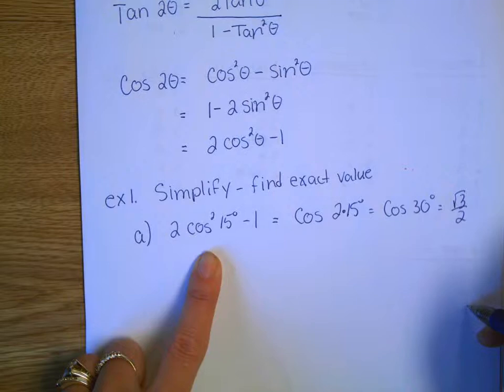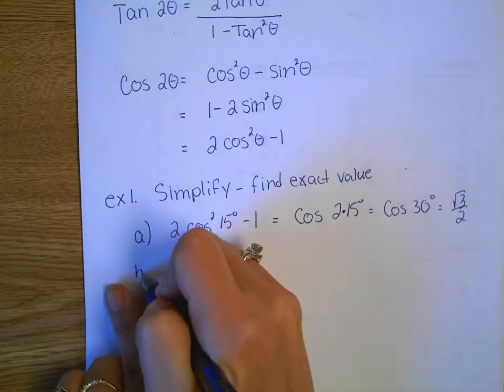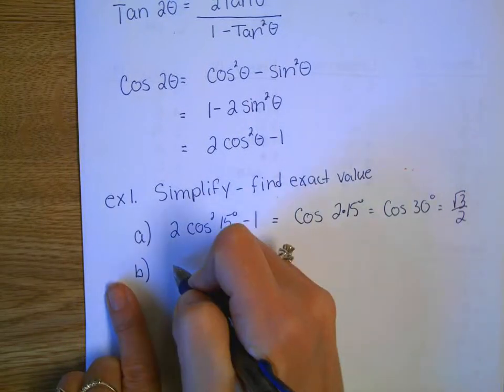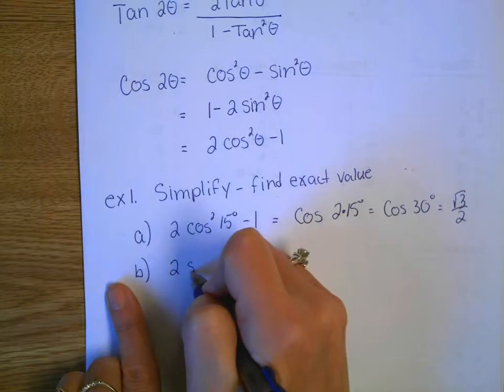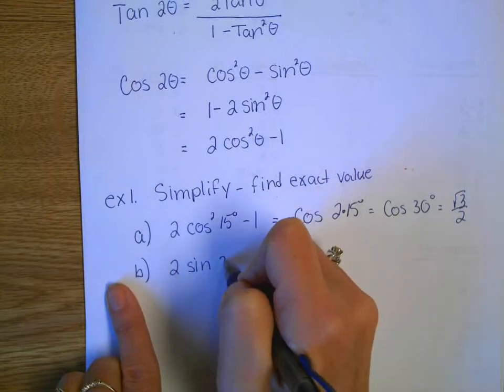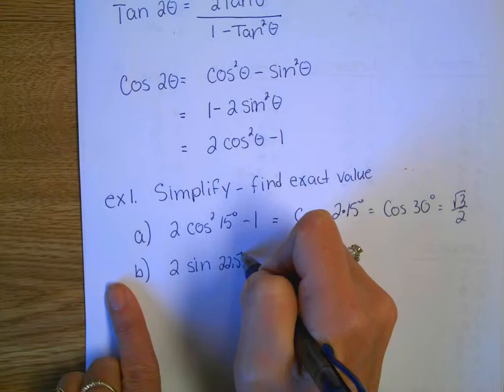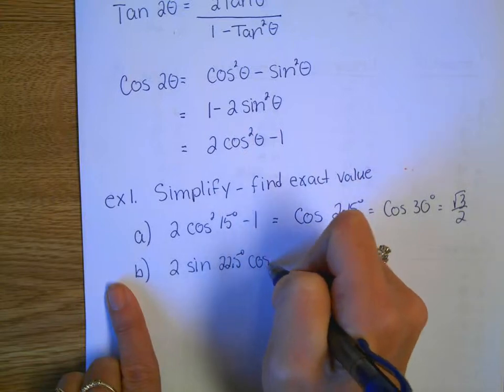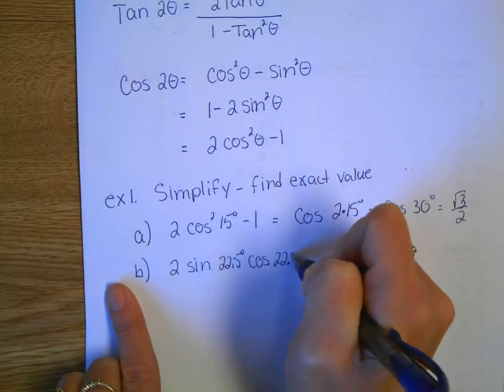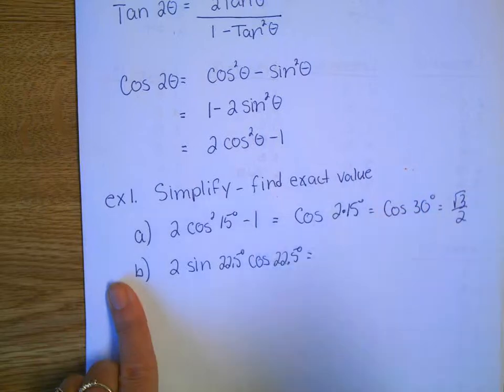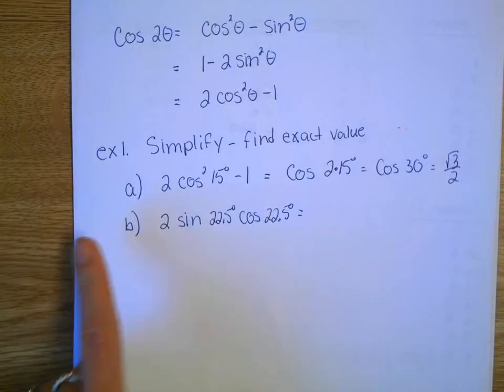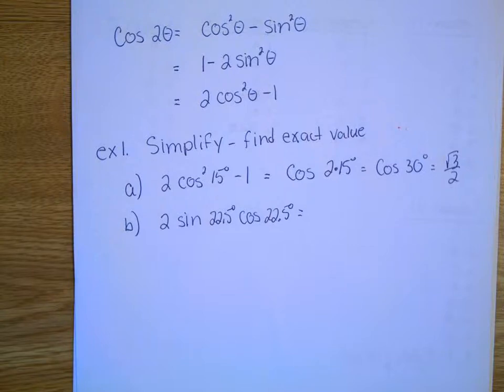B. Yep. 2 sine of 22.5 degrees, cosine of 22.5 degrees. You don't have 22.5 on there, but does that look like one of the identities that's been expanded? It does. Which one is it?